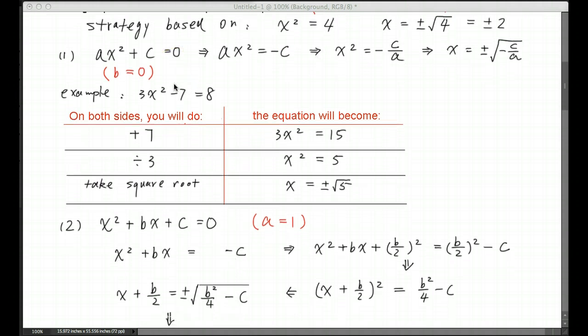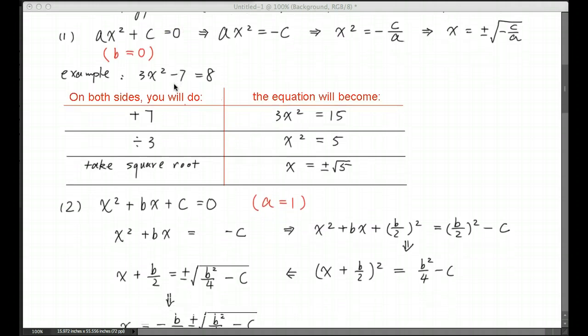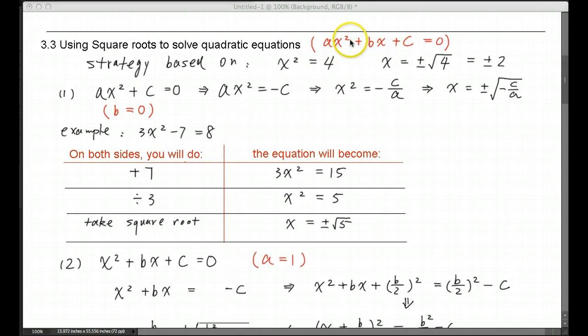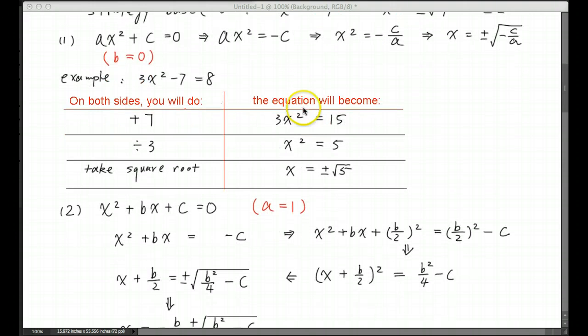Now let's look at the first case. Although the original format is ax squared plus bx plus c, we could have a simplified form. In this case, x squared equals 4, so we do have the c, right? If we move it over here, it becomes x squared minus 4 equals 0. But we don't have the b, and also a equals 1, so it becomes a very simplified form. Then let's look at the first case here, which is the form where b equals 0.